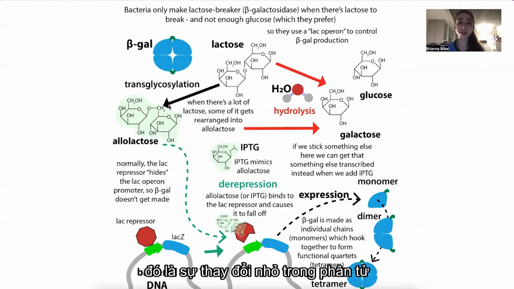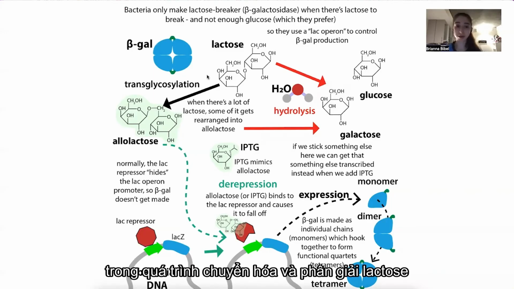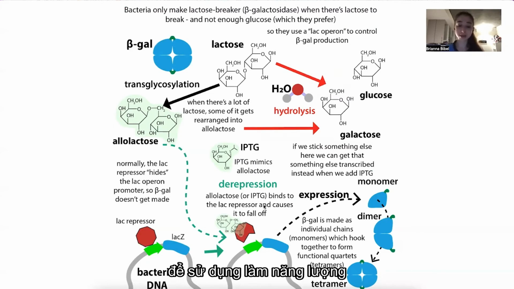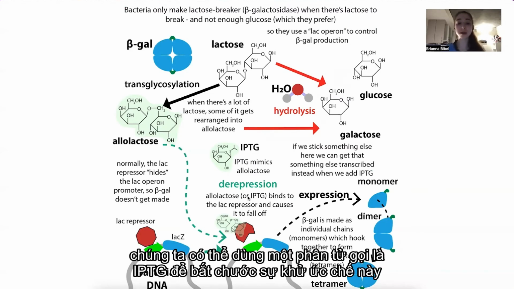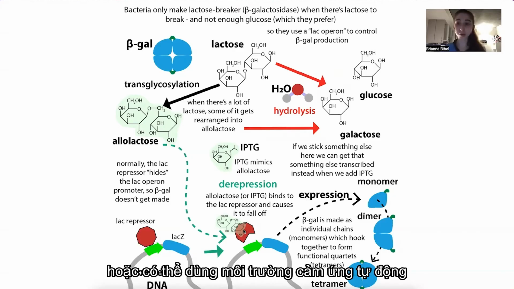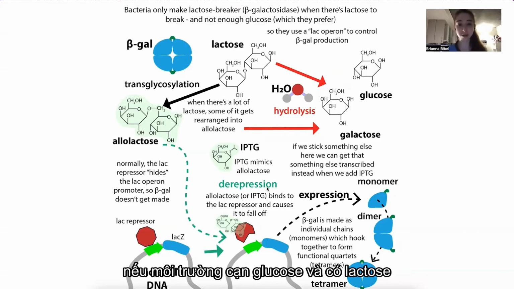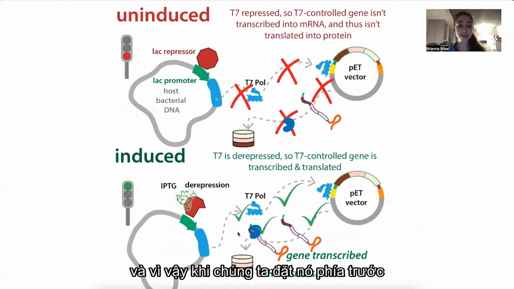So when you have a lot of lactose, you get this isomerization. So there's this little change in the molecule that is going to give you this molecule called allolactose. Allolactose can bind to that lac repressor and cause it to fall off. This de-represses things and then allows for the LacZ protein to get made, which can be used in part of the process of metabolizing and breaking down this lactose that's in the environment to use it for energy. We can use a molecule called IPTG to mimic this de-repression, or we can use things like auto-inducible media. If we get the media to run out of glucose and give it lactose, then we can get this to happen.